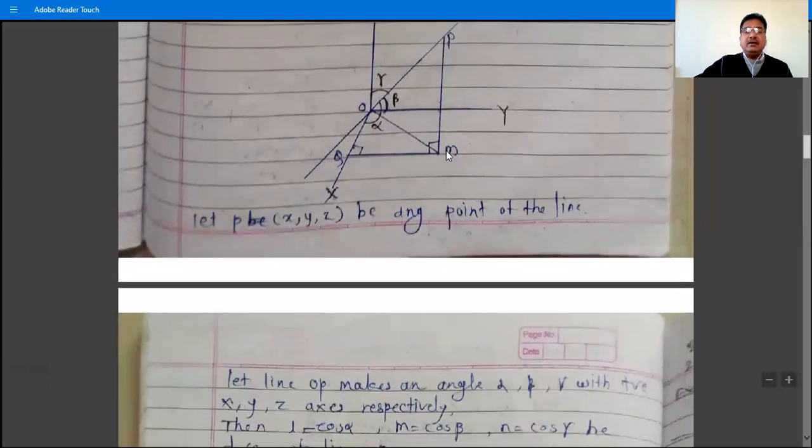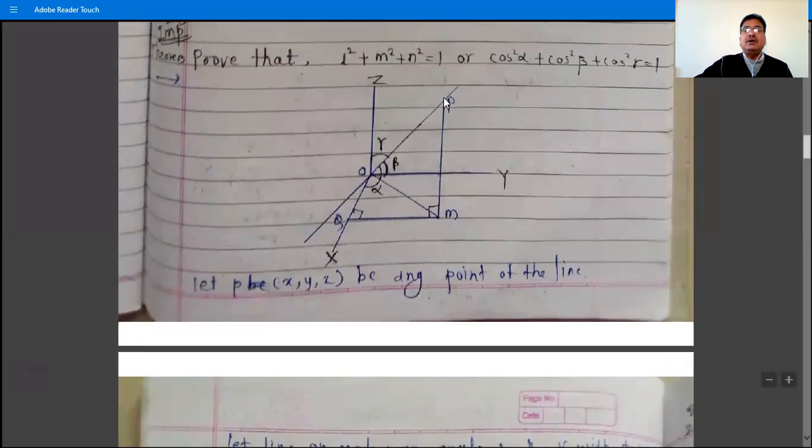Then how can we find the coordinates of P? That is, draw a perpendicular from point P on the XY plane, and suppose M is the foot of the perpendicular. Then draw the perpendicular from point M to the X axis. Actually, this figure is 3-dimensional and our notebook is 2-dimensional. That's why. But this angle is 90 degrees.